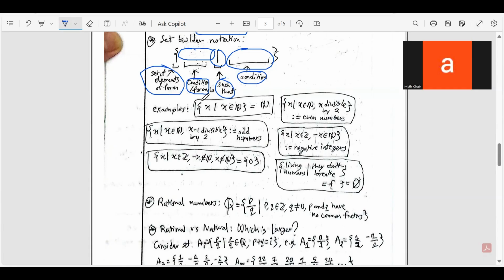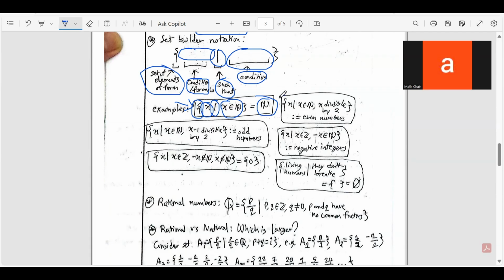For example, let's read what this says. This says the set of elements of form X such that X is an element of the set of natural numbers. What this means is I have such a set where I'm going to pick elements of natural numbers. Since I don't have any further restrictions, I'm free to pick every single natural number. There's no restriction. So in a sense, this set is the same as the set of natural numbers. I'm free to pick any one of them. So I'll pick all of them. I can do that. And so these two sets are the same.